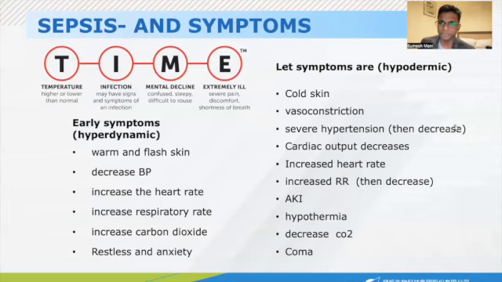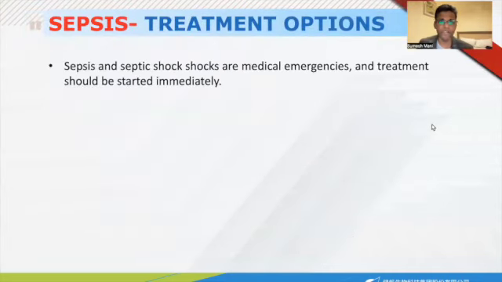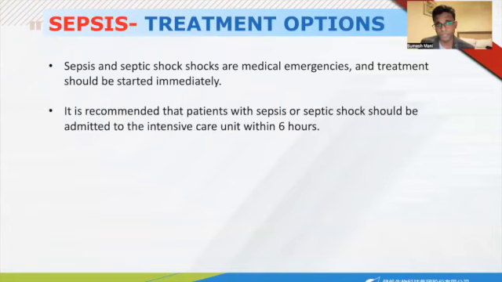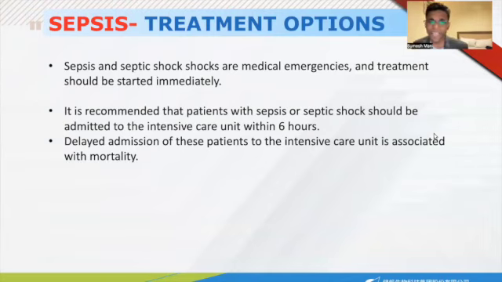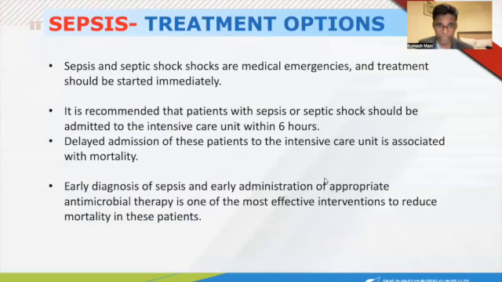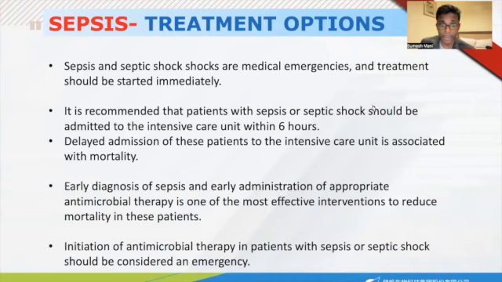Just goes like that. Right now, the treatment options, if we look into that, normally it should be considered a medical emergency. Immediately, the patient should be treated when there's sepsis. It's recommended that a patient with sepsis or septic shock should be admitted to ICU within 6 hours. And if you delay admitting this patient to ICU, it can really create a lot of issues for the life of the patient. Early diagnosis. Actually, it takes about 48 hours for us to get a culture report, but you can start antimicrobial mixed therapy, like gram-negative and gram-positive together, while the result is still awaited.